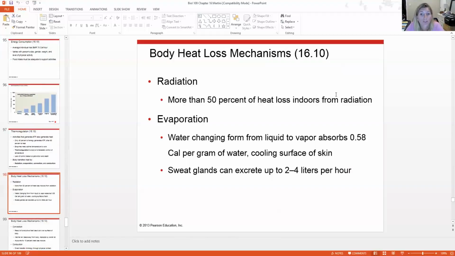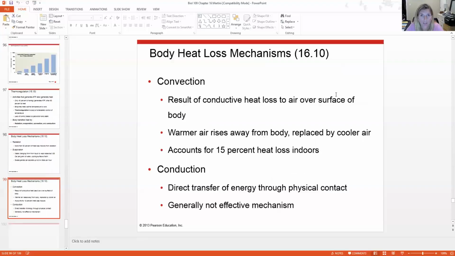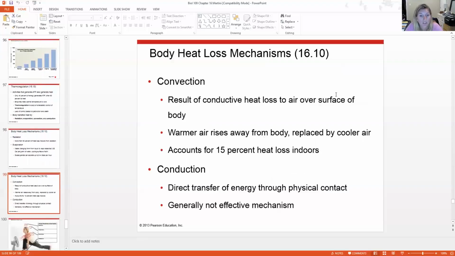Radiation: more than 50% of the heat loss indoors is from radiation, just from radiating off of us. Evaporation is when water changes from liquid to a vapor, and the sweat glands do this for us. It evaporates off of our body, cooling us down. Convection is when heat is lost over the surface of the body. The warm air rises away from the body and it's replaced with cooler air. This is about 15% of our heat loss.